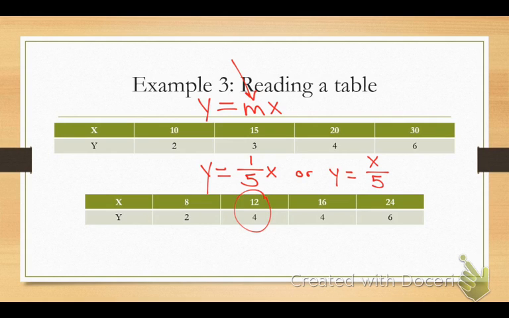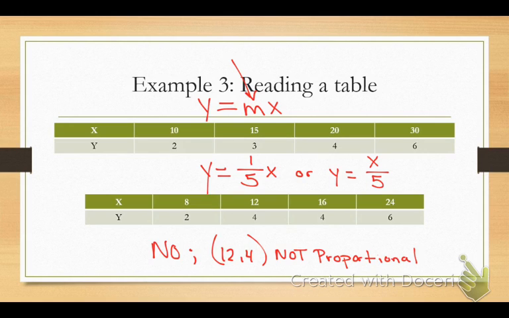But this set is what breaks my sequence. So I would say no. And my reason is ordered pair (12, 4) is not proportional to the other sets. Not proportional. Okay, so that's my reason. All right, any questions on reading the table? You'll have 2 questions like that on your homework.